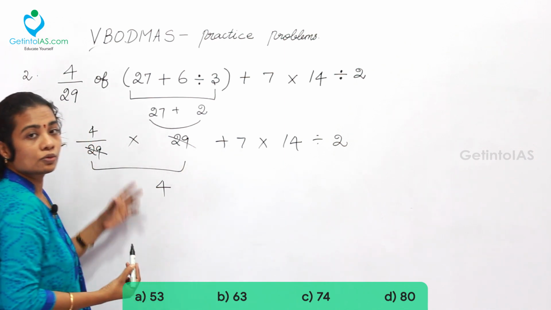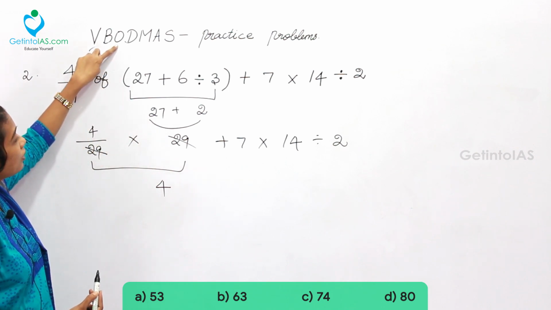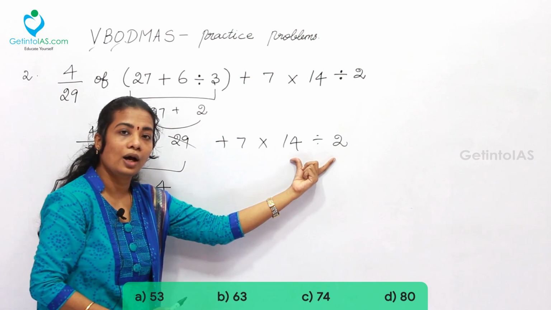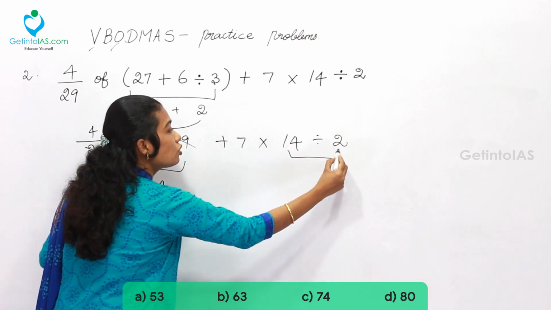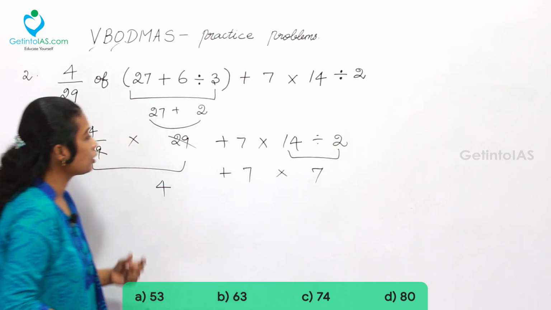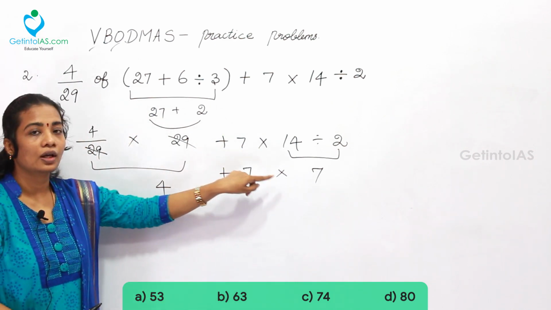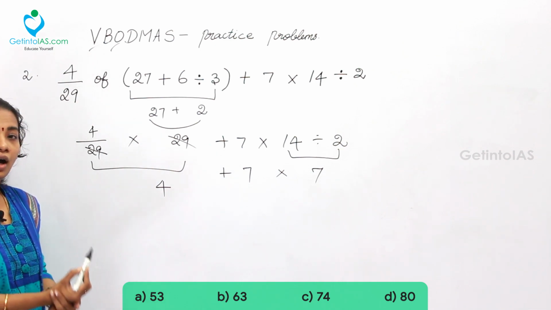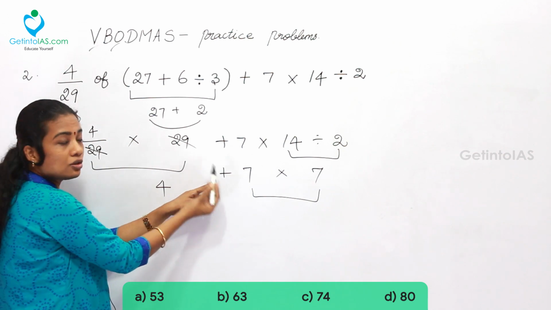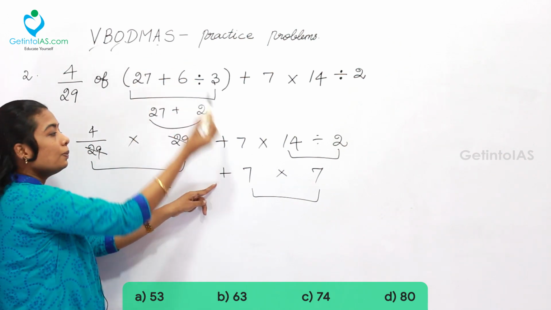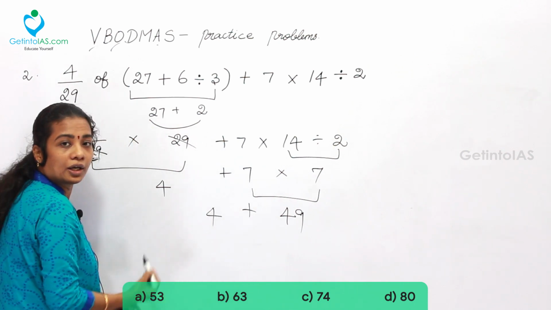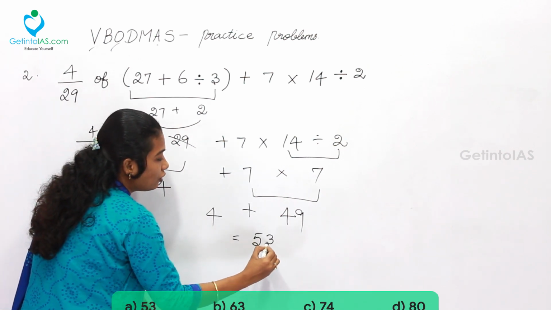So afterwards, what is the next operation? We have solved this "of", right? After that, division is there, so solve the division part. 14 divided by 2 is going to be 7. So finally 4 plus 7 into 7. What is the final answer? 7 into 7 is to be done first, because addition is done after multiplication. First of all multiplication, 49, then plus 4. Finally my result is 53.